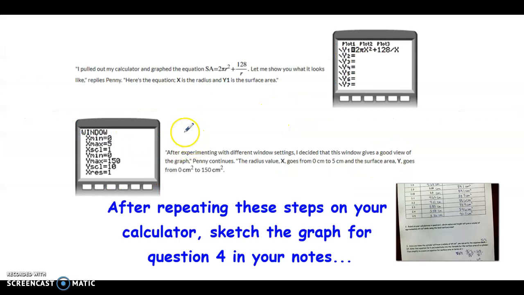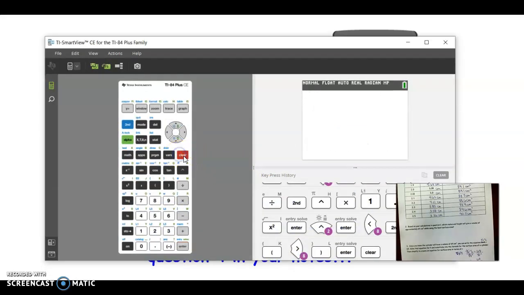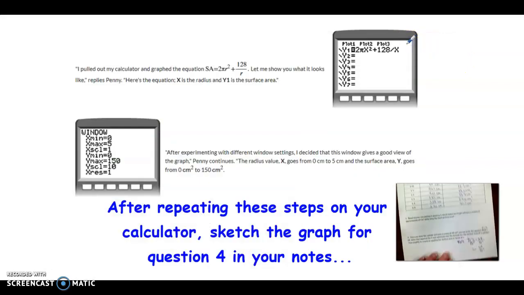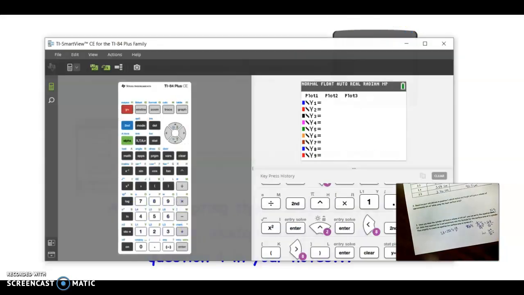So now, since we only have one variable, we can put this into our graphing calculator. In your graphing calculator, you're going to go to the y equals, and you're going to put in that formula. So I'm going to write it here so I can see it. So it's surface area equals 2 pi r squared plus 128 over r. So we're doing this in our y equals.